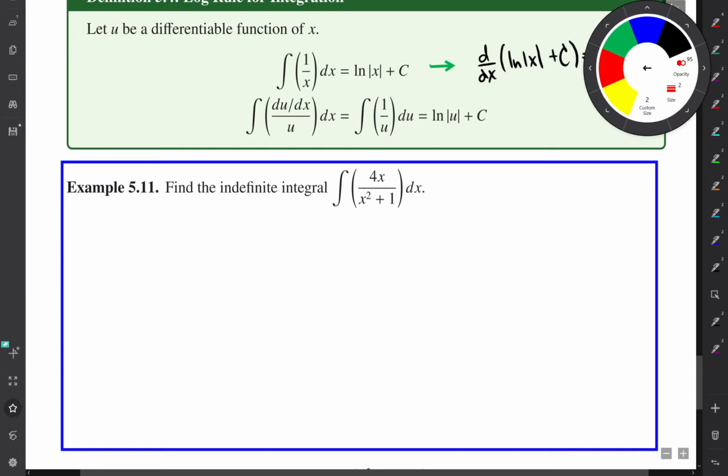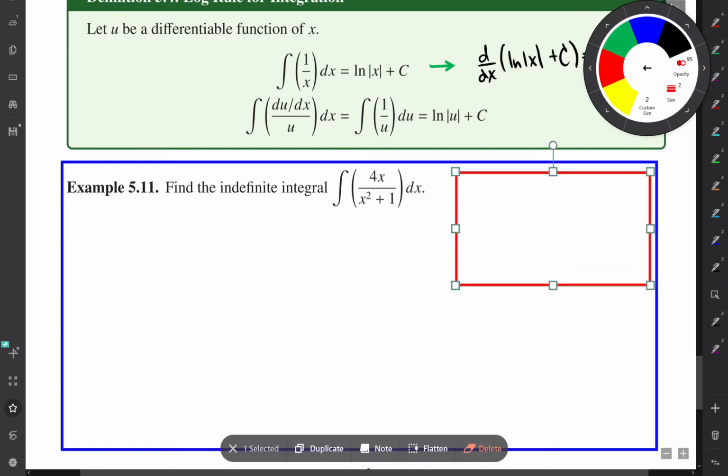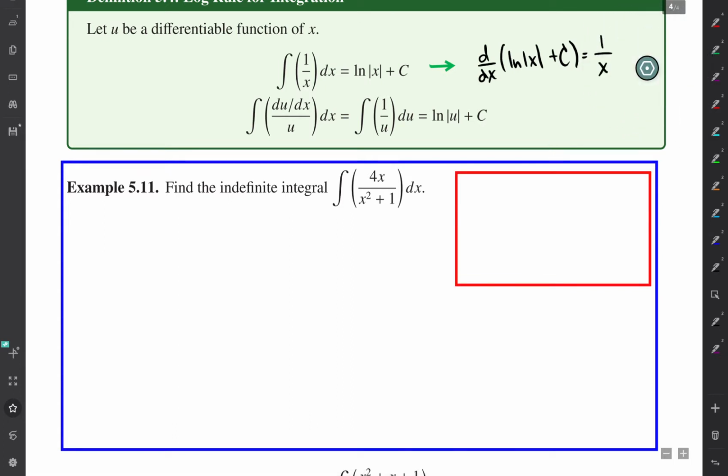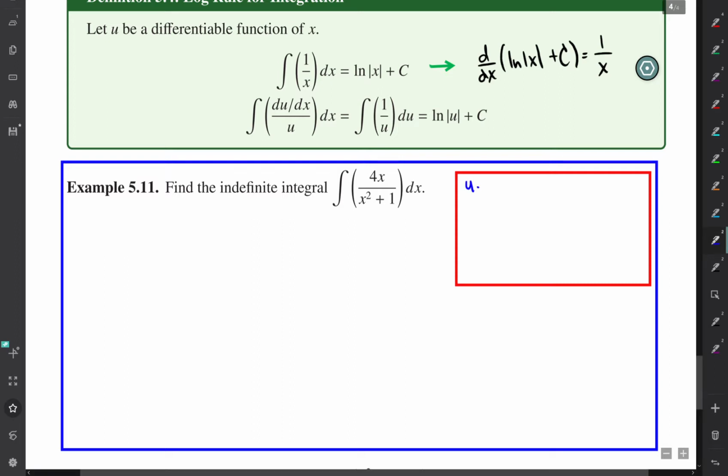And so we're going to do a little bit of scratch work over here. And hopefully, if you look at this, you ask yourself, what should u be? It should be the more complicated thing, so that when you take the derivative, you get the other piece of the integrand. So if you have x squared plus 1 as your u, then du dx is going to be equal to 2x, or du will be equal to 2x dx. And that's not quite what we have.